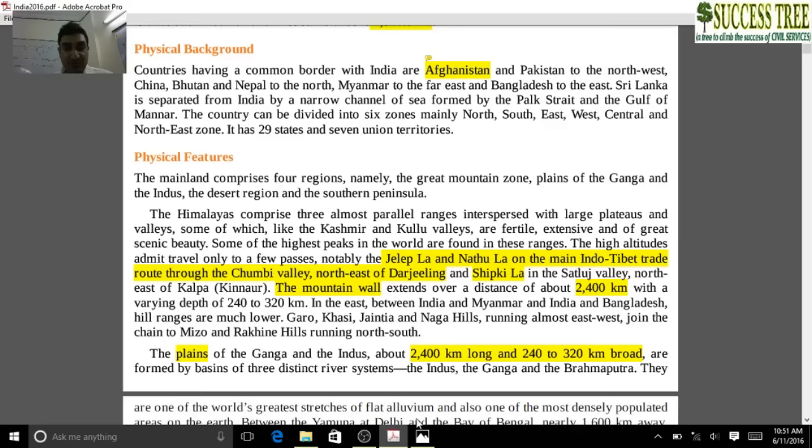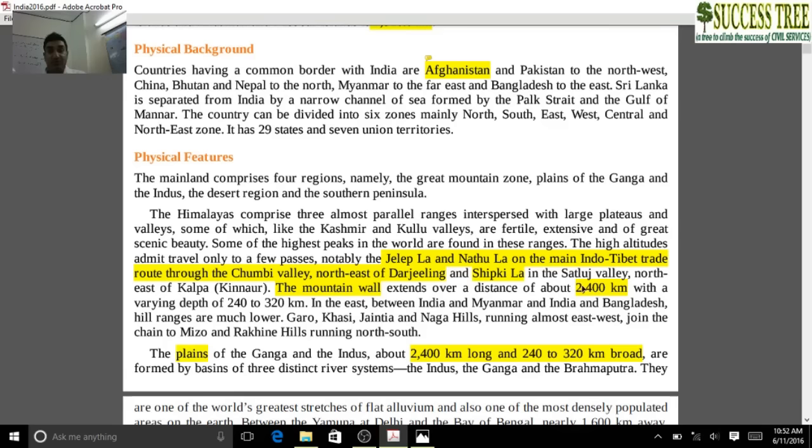India Year Book. In the India Year Book, you find in the second paragraph of physical features: the high altitudes admit travel only through a few passes, notably Jelepla and Nathula, on the main Indo-Tibet trade route through Chumbi Valley, northeast of Darjeeling. This line can come directly in a statement, correct or incorrect, or they can ask it in other ways. Then you know Shipkila is in Himachal, where the Satluj River comes across Shipkila Pass, if you remember.